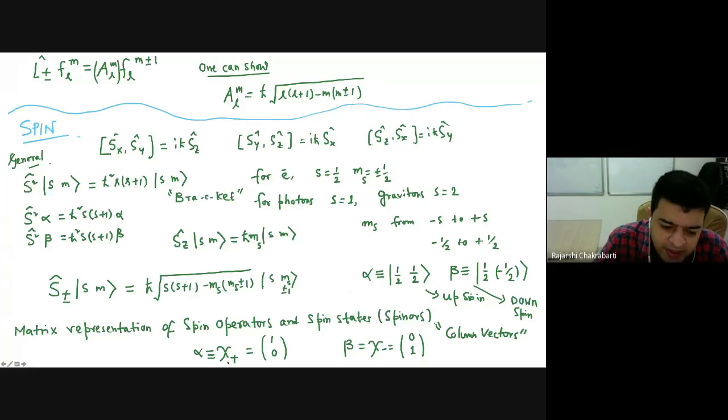So another way of writing this is using column vectors. Chi plus for spin up, chi minus for spin down. But again, I am telling you, there is nothing called spin up, spin down in that sense. This is quite useful because spin is not like a classical object here. Chi plus, chi minus.